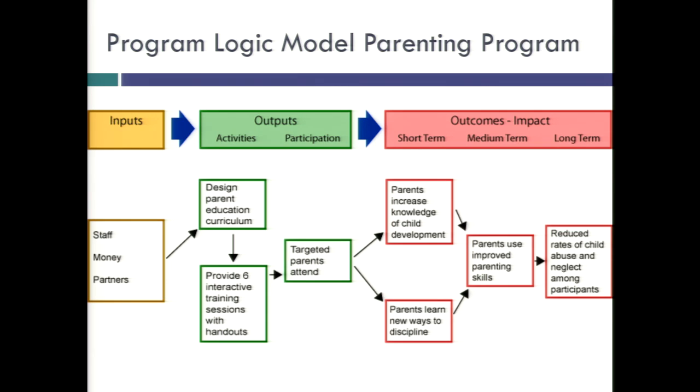As an example, there's this parenting program here, which has as inputs or the resources, the staff, the money, and the partners. And then they put that together to target parents with a parent education curriculum, specifically 6 of them, and these are interactive sessions, and they hope to achieve what? Increase knowledge of child development, and learn different ways of disciplining their children, and then also improving parent skills to ultimately reduce rates of child abuse. What's missing from here?